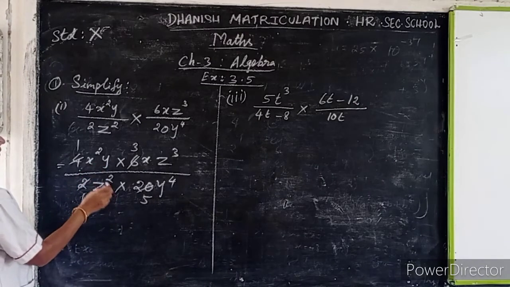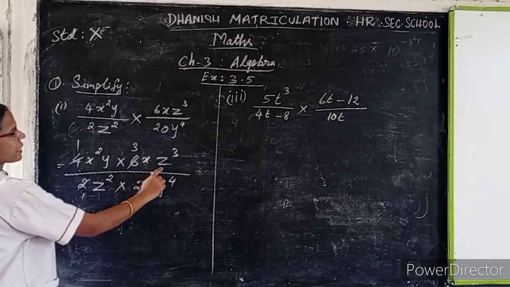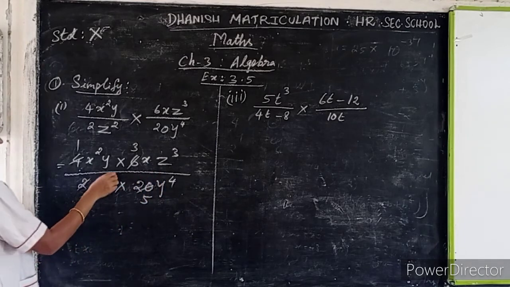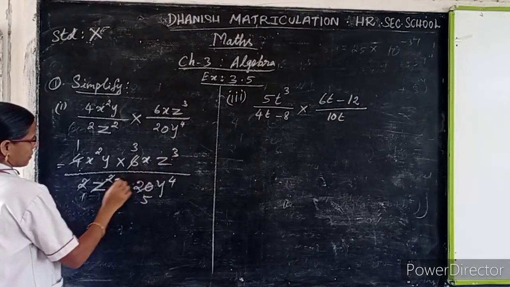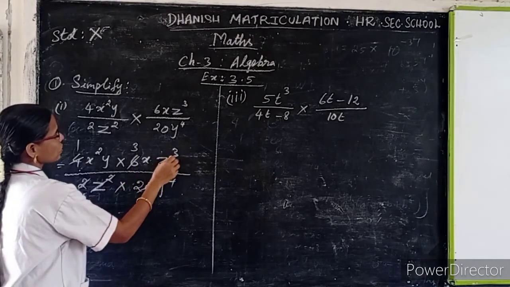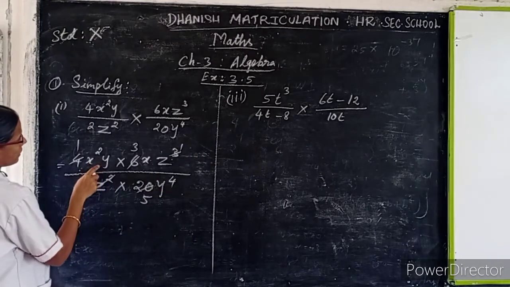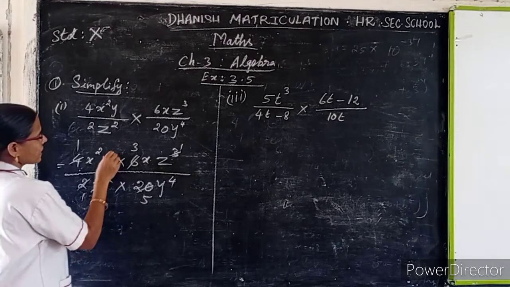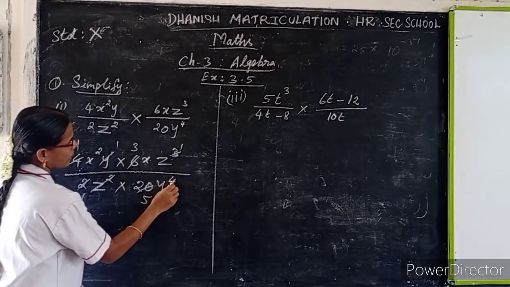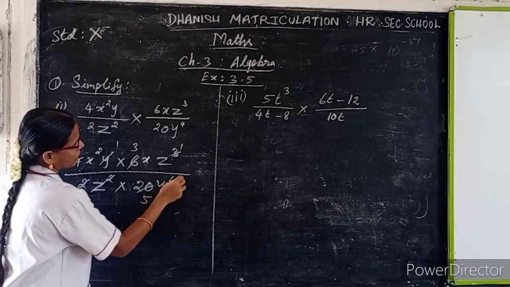Here for variables, there is no x in the denominator. Here z square, here z cube. So from z cube subtract the power of z square. 3 minus 2 is 1. So z power 1 is the remainder. Here 1 y, here y power 4. So here subtract the power. Here only a greater power, so subtract and write 3.